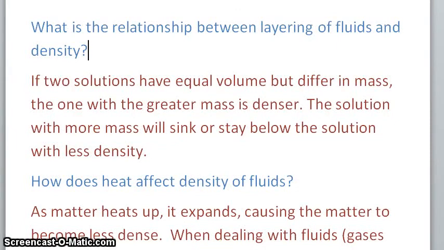Okay, as we finish up our discussion on convection and density, we're going to look at a couple of the questions that we put up on the board here. What's the relationship between layering of fluids and density? If two solutions have equal volumes but differ in masses, the one with the greater mass is denser. The solution with more mass will sink or stay below the solution with less density.